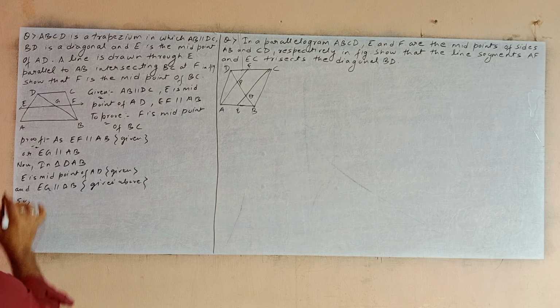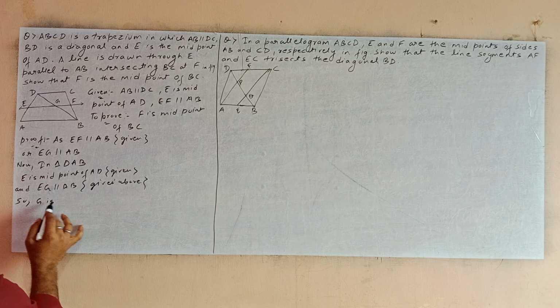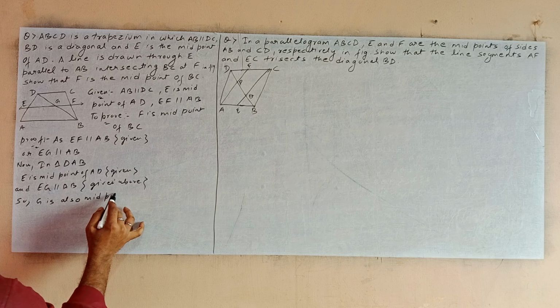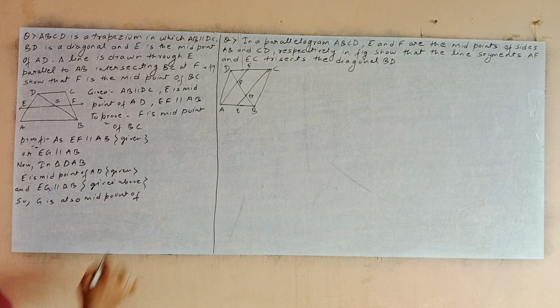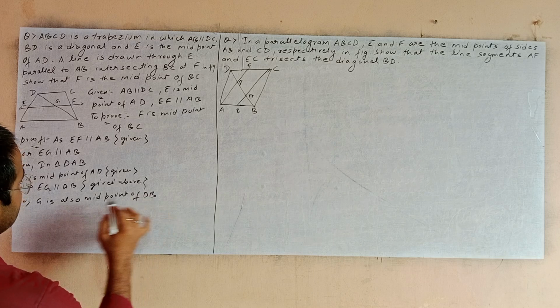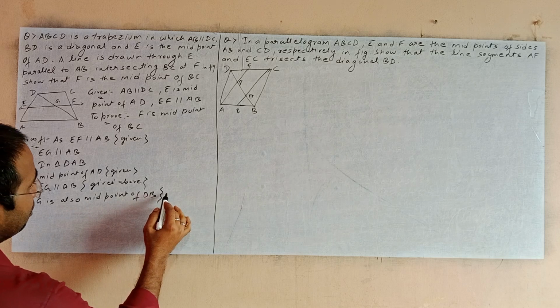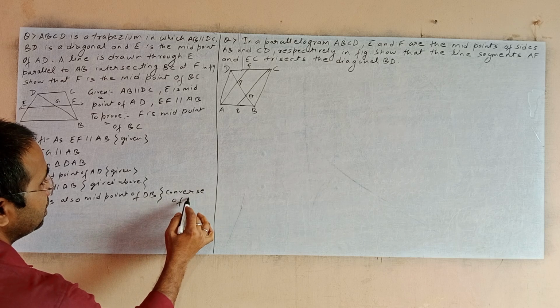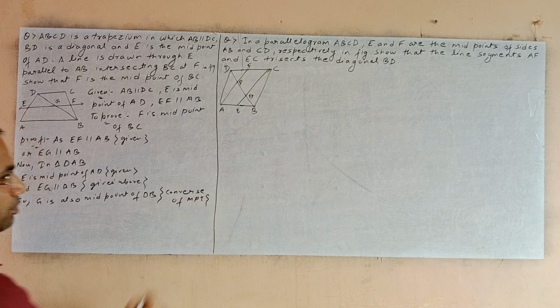So G is also the midpoint of DB. Why here? Because of the converse of MPT. MPT means midpoint theorem.